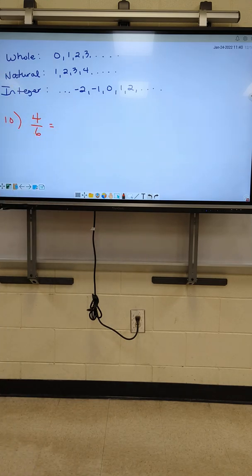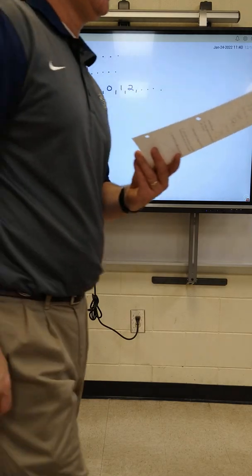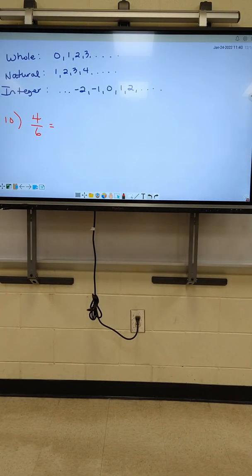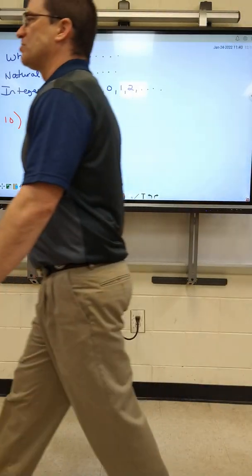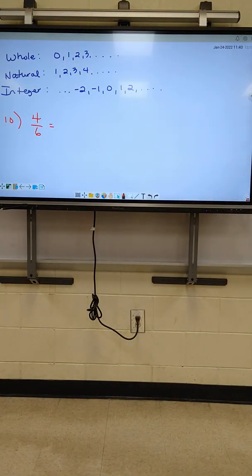Alright, listen up. When we do 10 through 16, the first thing we have to know is, is it rational or irrational? How do we figure out if a number's rational or irrational? If you simplify, I don't know. Make it a decimal, Jacob. Okay. Make 4 over 6 a decimal in your calculator.